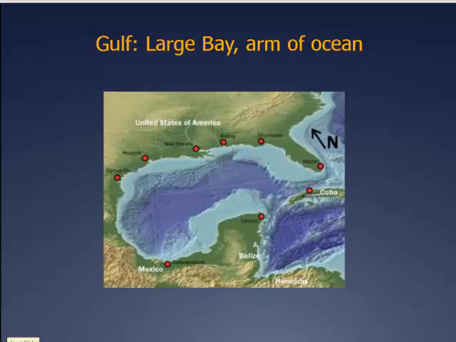A gulf is different from a bay simply because a gulf is larger. And so this shows you the Gulf of Mexico. And earlier you saw an image of the San Francisco Bay, which is just a smaller inlet. And so know that they're essentially the same thing. The gulf is just going to be the bigger one.